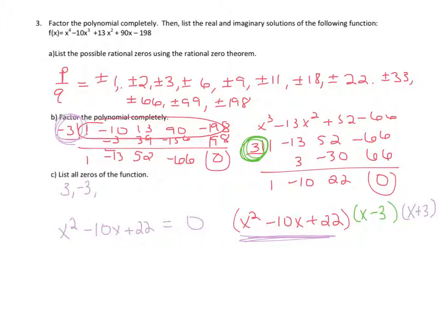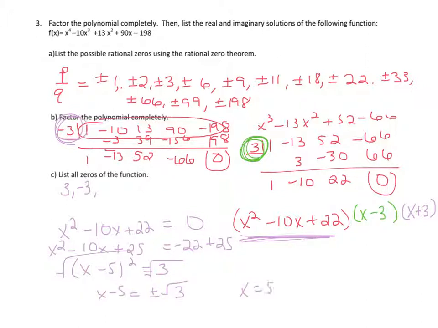Okay, so first thing I'm going to do is move that 22 to the other side. Then I'm going to half it, square it, add it. So half of 10 is 5, squared is 25, so I'm going to add 25 to both sides. Factor this left side. Square root. And then I'm going to add 5 to both sides. And so my solutions are 3, -3, and then 5 plus or minus root 3. So that's 4 solutions, which since it's a degree 4, that's how many we want.